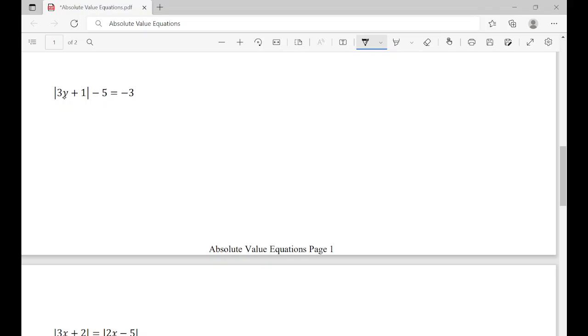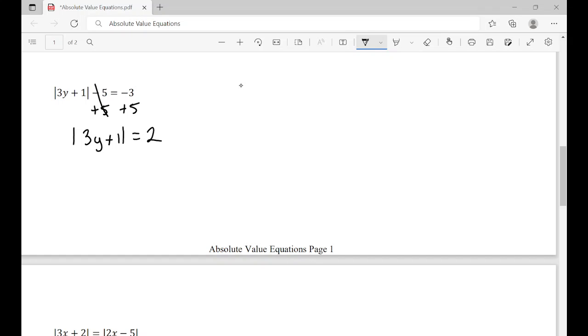Next, I have absolute value of 3y plus 1, minus 5, equals negative 3. Now you may be tempted to jump straight ahead and say it's equal to a negative, so it's not possible. But we do not have the absolute value by itself. We have to do that first to see. So what we're going to do is get everything that's not inside of it over. So I'm going to add 5 to both sides. So the absolute value of 3y plus 1 is going to equal 2. Now this is okay. Absolute value equals a positive number, no problems.